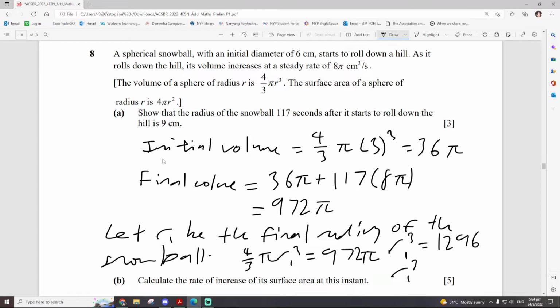Oh, sorry. I think I did the wrong thing. R cubed should be times 3/4. It should be 729. If you cube root this, you will get, yes, definitely 9. 9 cubed is 729. That's what I remember. Okay, sorry, not R1 cubed, just R1. Okay, 9 cm. Calculate the rate of increase of the surface area.